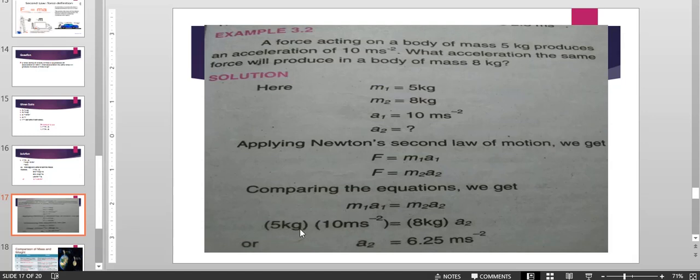Now putting the values, the mass is 5 kg for the first object and the acceleration is 10 meter per second square. The mass of the second object is 8 kg and the acceleration of the second object is unknown, so we will write it as it is. By solving this whole term we will get the acceleration as 6.25 meter per second square. So this is another way we can solve this question.